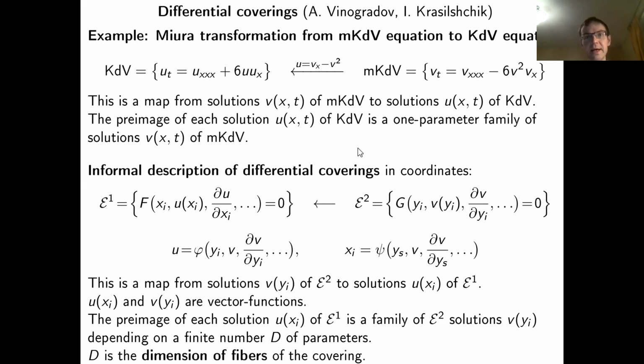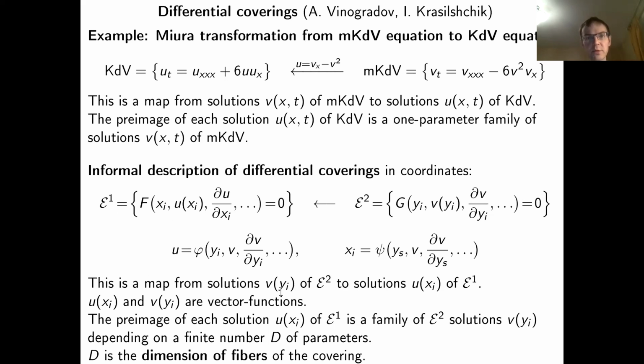Since this information is quite important for the talk, I would like to recall the basic ingredients. We have a map from solutions of E2 to solutions of E1 given by this kind of formulas. The right-hand side can depend on independent variables, dependent variables, and any finite number of derivatives. And so any solution V of E2 is mapped to a solution of E1.